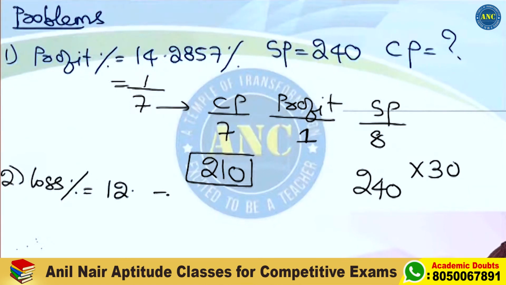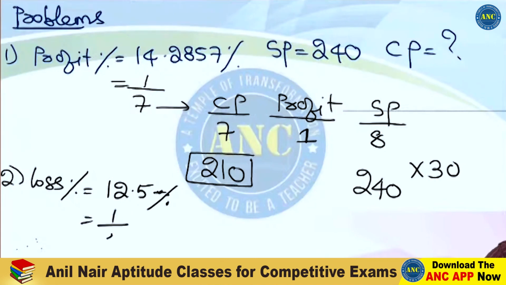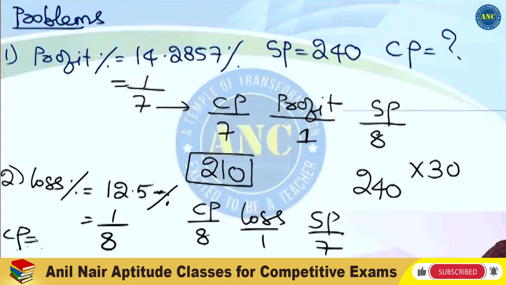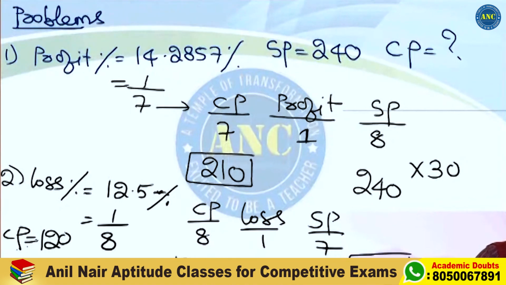Loss percentage is 12.5 percent. This is 1 by 8. Cost price is 8, loss is 1, selling price is 7. Let me take cost price as 120. One value will be given. 8 15s are 120. 7 15s are 105. I hope the idea is clear. Next one.